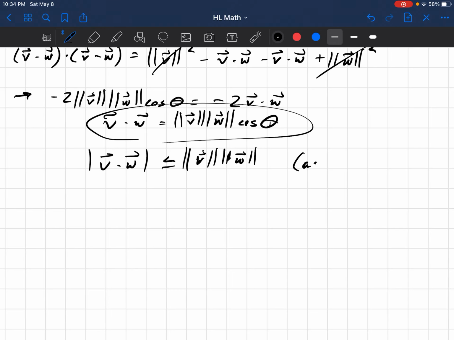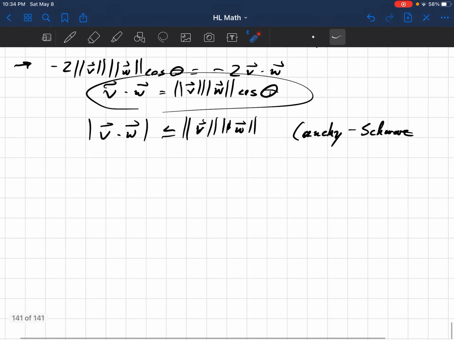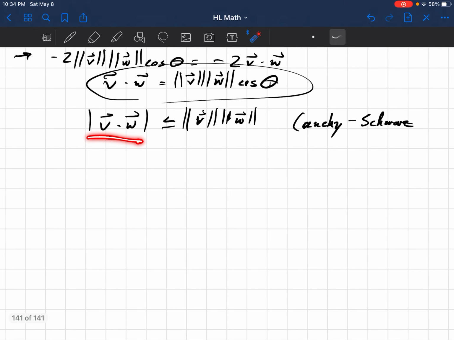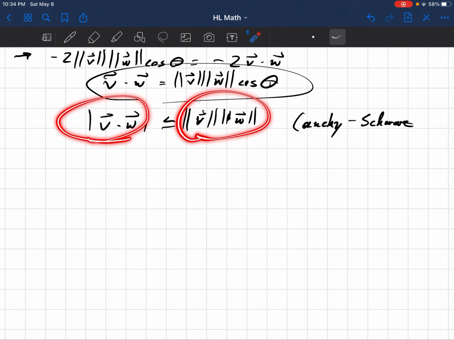And this is what's known as the Cauchy-Schwarz inequality. And there's a more general version of it, but this is used across a number of competition math problems and all sorts of fields. And it should really just kind of make sense intuitively. The magnitude of the dot product can only be at most the product of the individual magnitudes of the vectors, right?